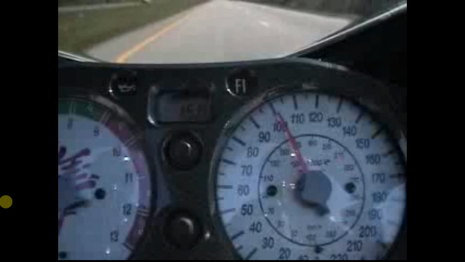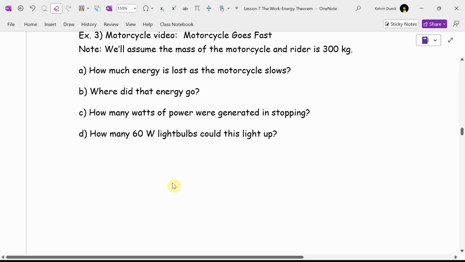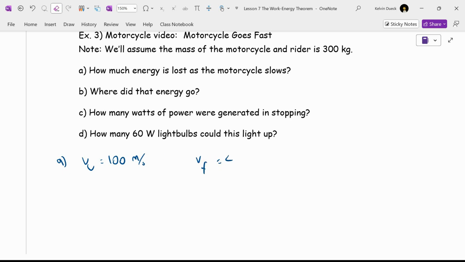So VI was 100 meters per second. VF, convert 100 miles per hour to meters per second. 44.7. So let me go like this. Let's get back to here. So first of all, VI was 100 meters per second. VF equals 44.7 meters per second.